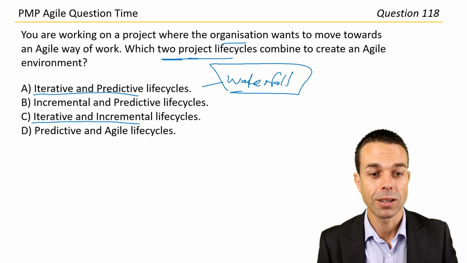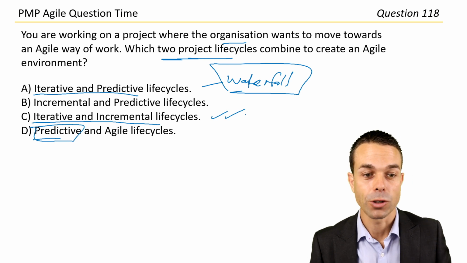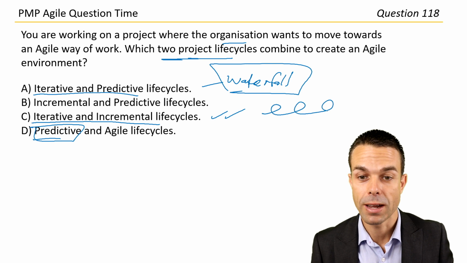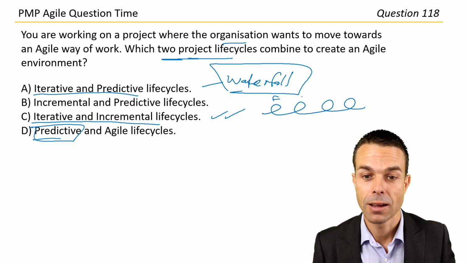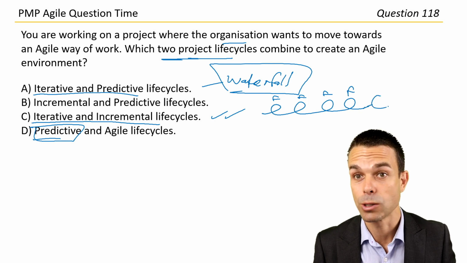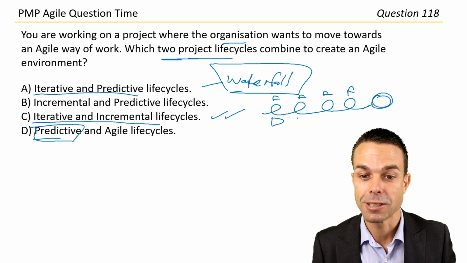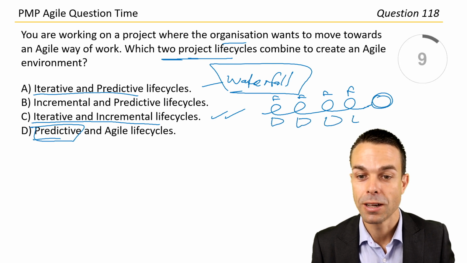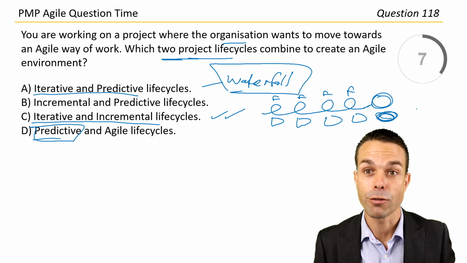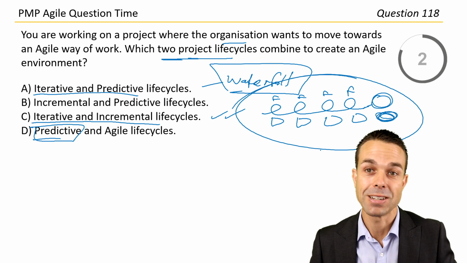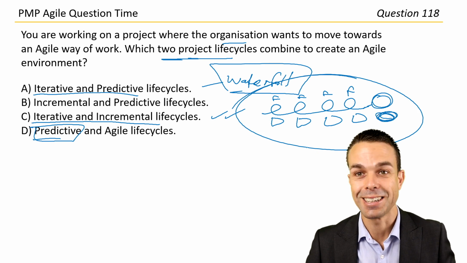Iterative and incremental, yes, definitely that one. And predictive and agile, no, not that one either. So what we're looking at for an agile way of work is 2 things. Iterative, where we're iterating and getting feedback, and then iterative will actually release in one go. But if we're combining that with incremental, where we're delivering an increment, delivering an increment, delivering an increment, and finally finishing off the project, the combination of those 2 things is what gives us our agile way of work. So let's go with answer C.